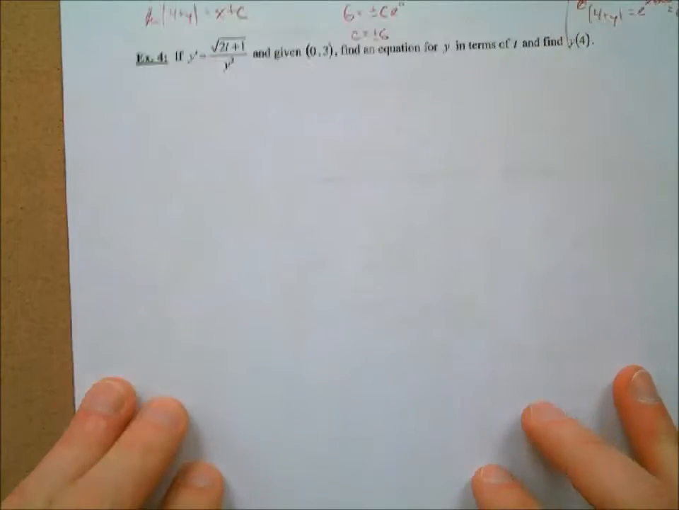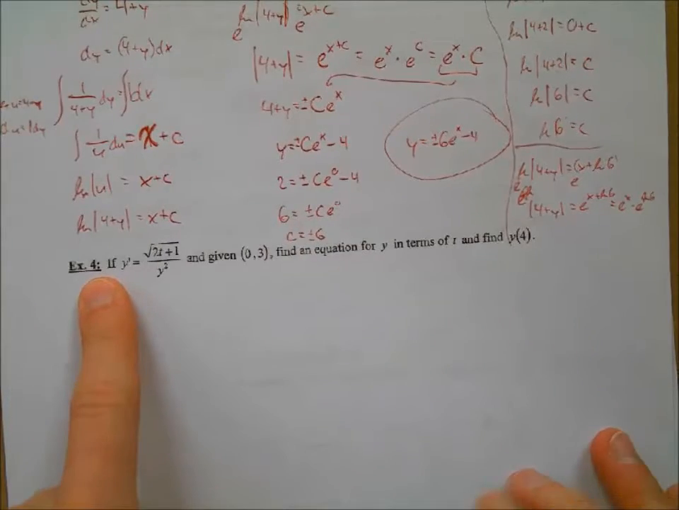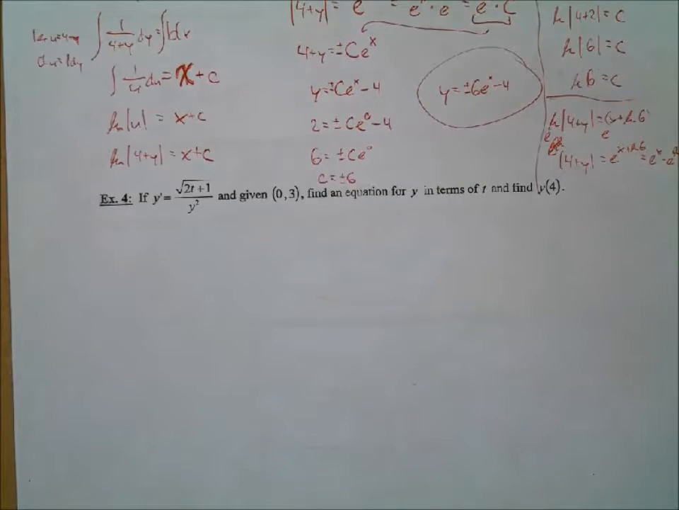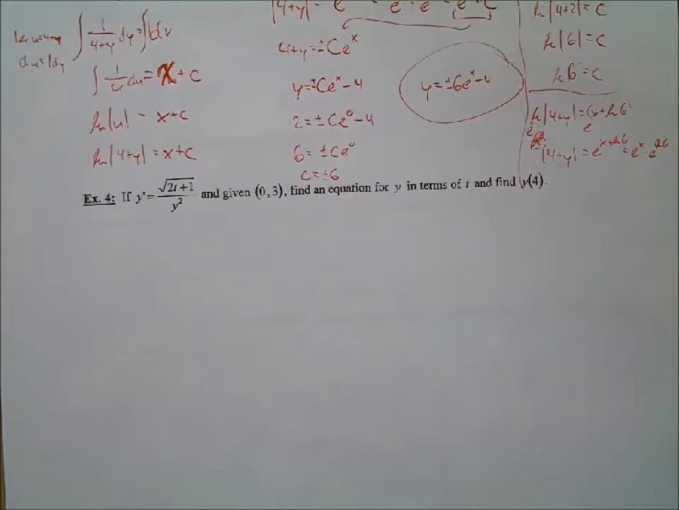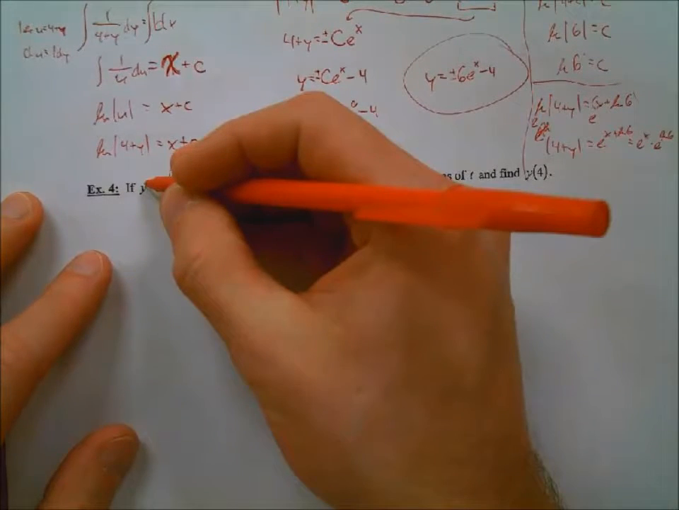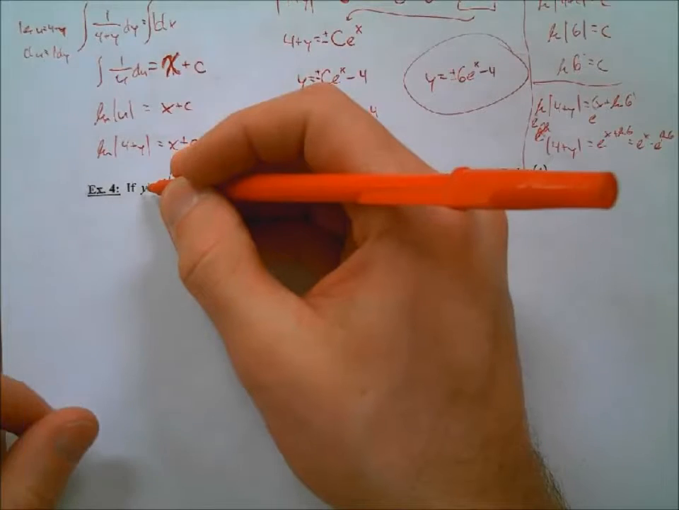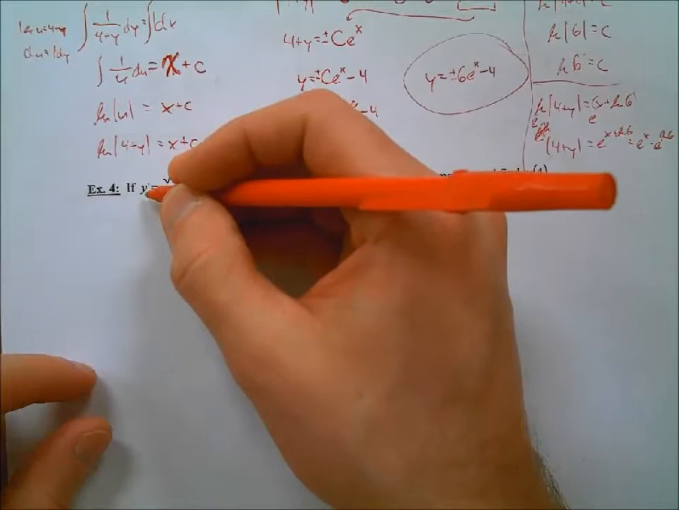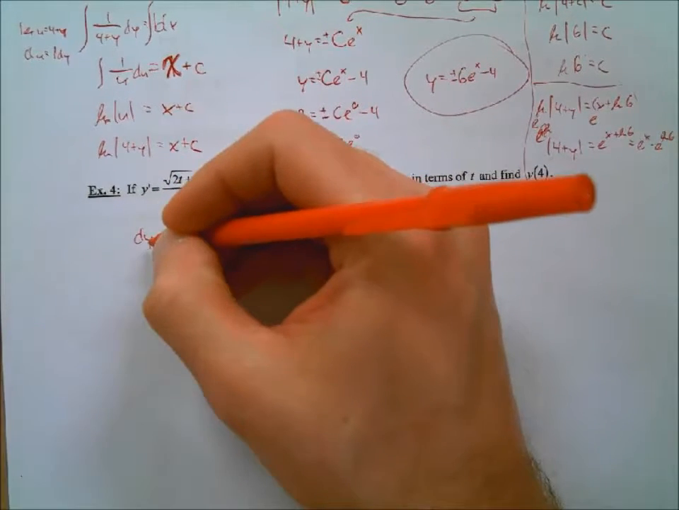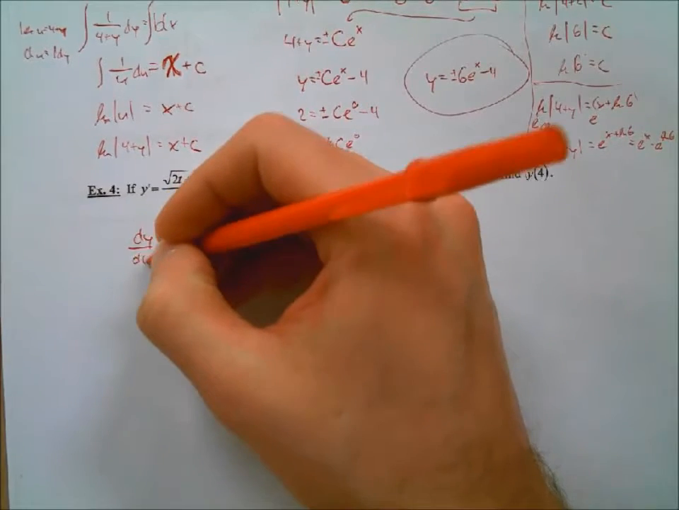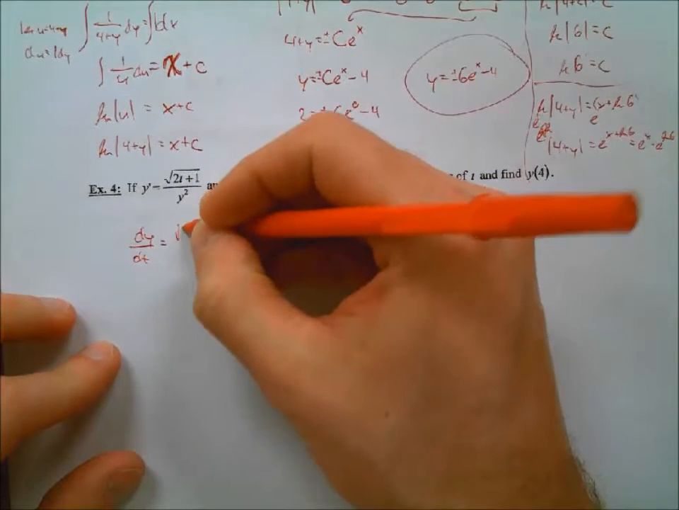Silence. Good. Maybe not good. All right, number 4. If y prime equals that, and given the point 0, 3, find an equation for y in terms of t and find y of 4. Okay, so here's a differential equation. Y prime is not a helpful format for us to use. We should instead write what? dy dt. Right.